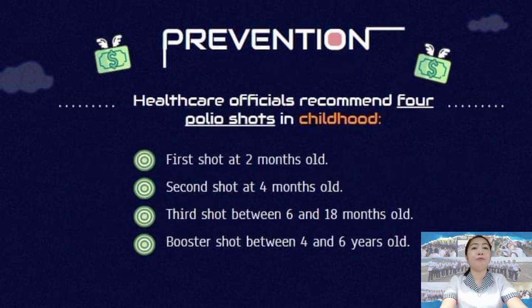So, healthcare officials recommend four polio shots in childhood. The first shot at 2 months old, the second shot at 4 months old, the third shot between 6 and 18 months old, and then a booster shot between 4 and 6 years old.